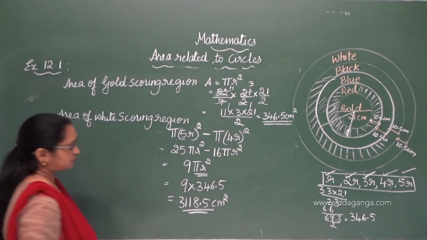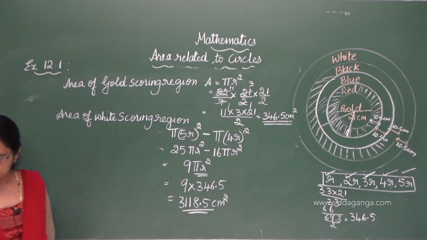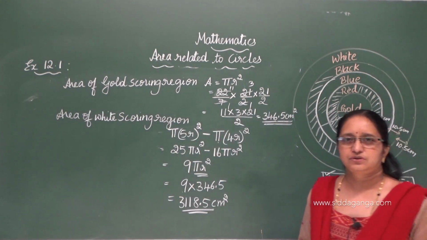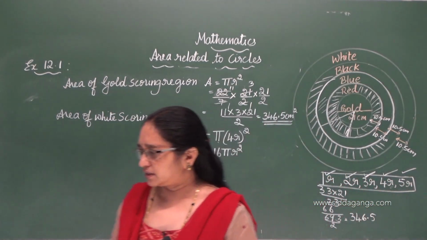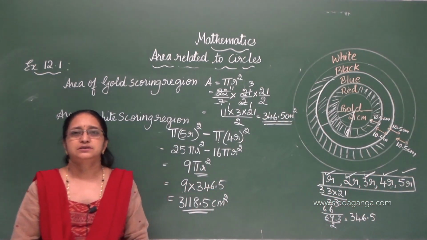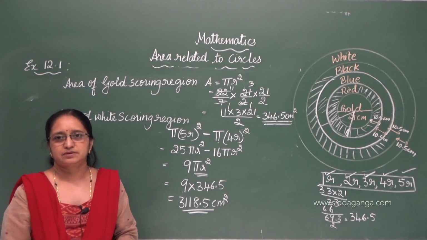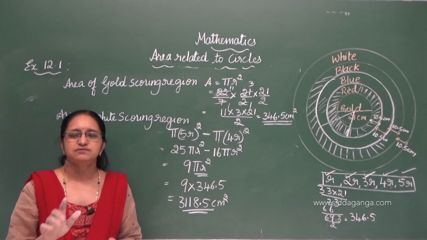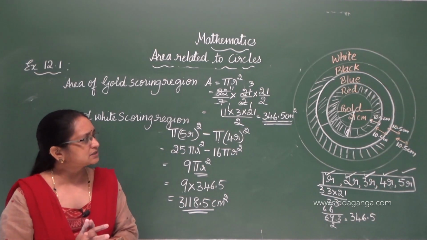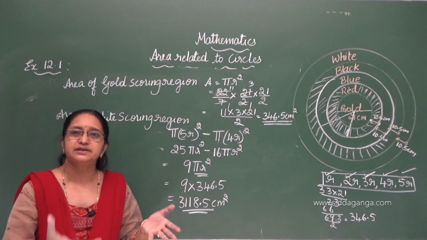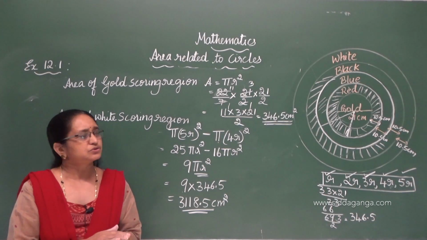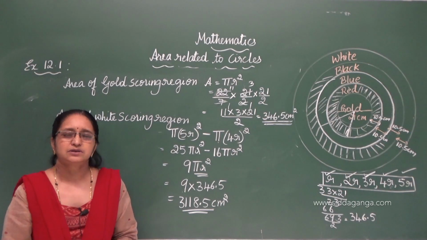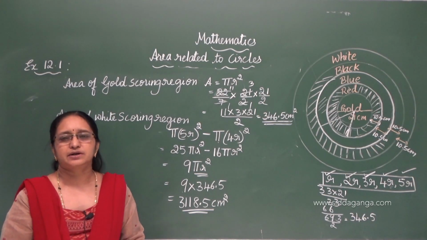So 3118.5 centimeter square. Though it is a little lengthy problem, the concept is very simple. Here, area of bigger circle minus area of smaller circle. The only thing is I did not calculate the area of each one. You can do that way also, but it is still a lengthy process. So it is left to you. You can adopt any method.